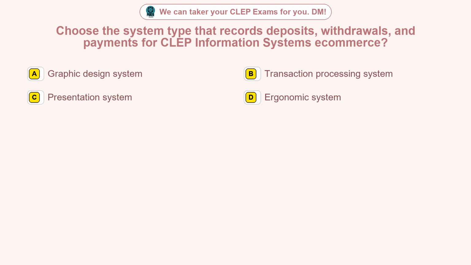Question 23. Choose the system type that records deposits, withdrawals, and payments for CLEP Information Systems Ecommerce. Option A, graphic design system. Option B, transaction processing system. Option C, presentation system. Option D, ergonomic system. The correct answer is option B, transaction processing system.